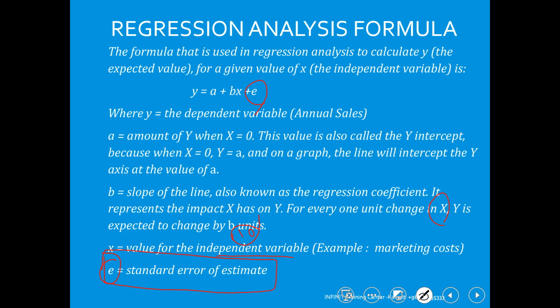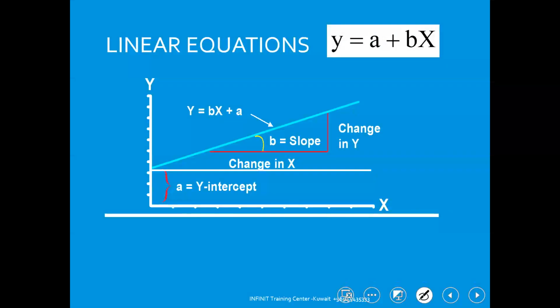So now you can find out Y if you know A. What is A? We call it the Y-intercept, or when the X value is equal to 0, how much will Y be? That is what A means. If there is no advertisement, how much sales will you make? Then with advertisement, how much, and what is the relationship between sales and advertisement? That is what we are going to do here.